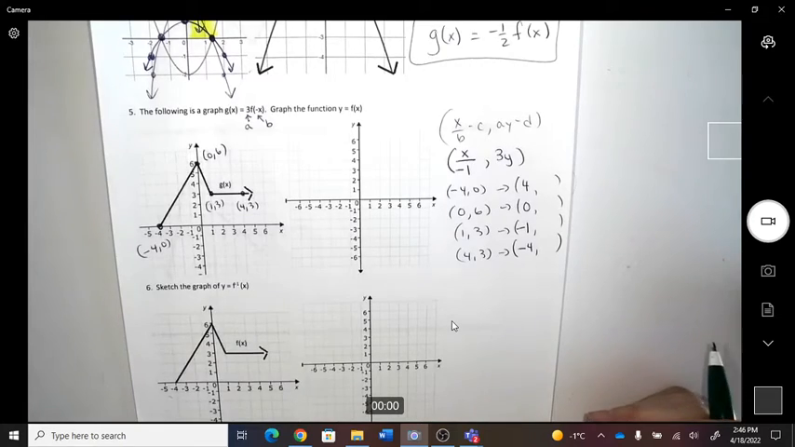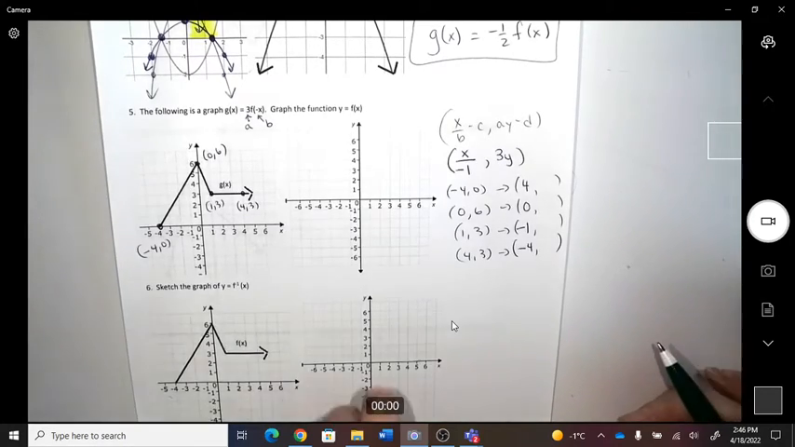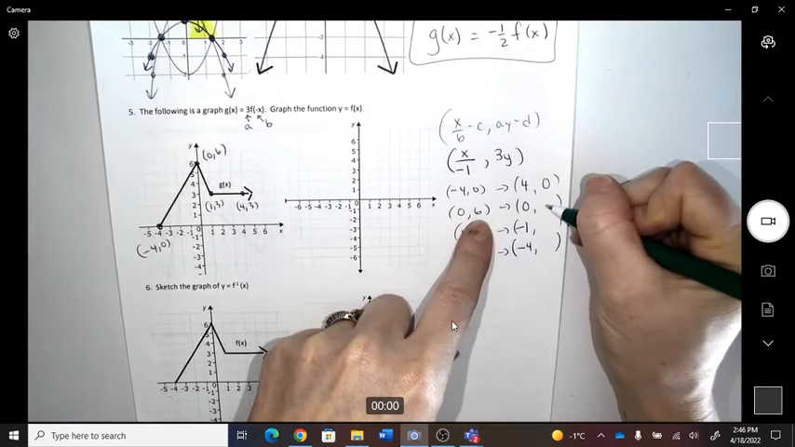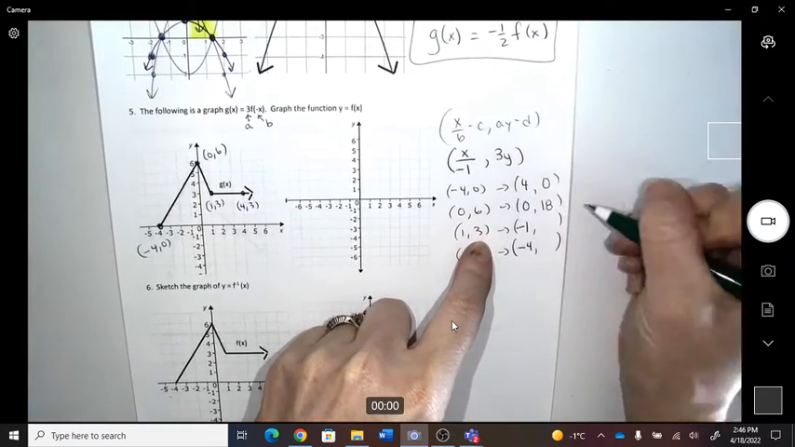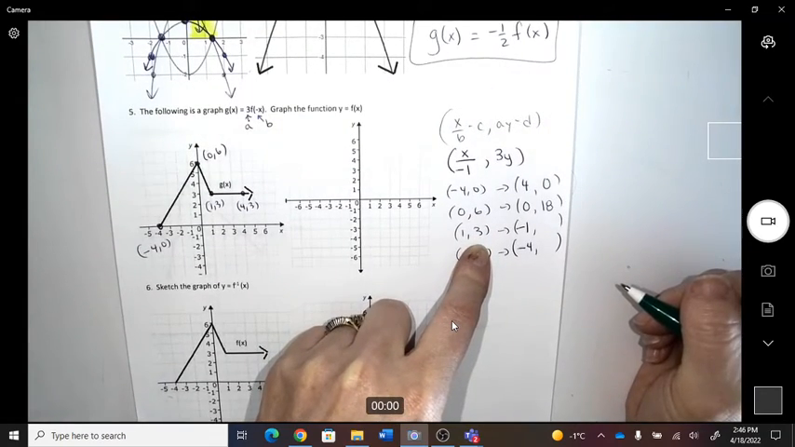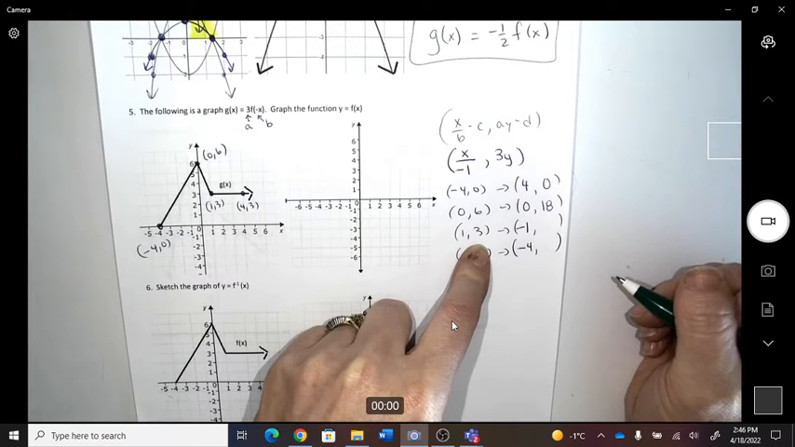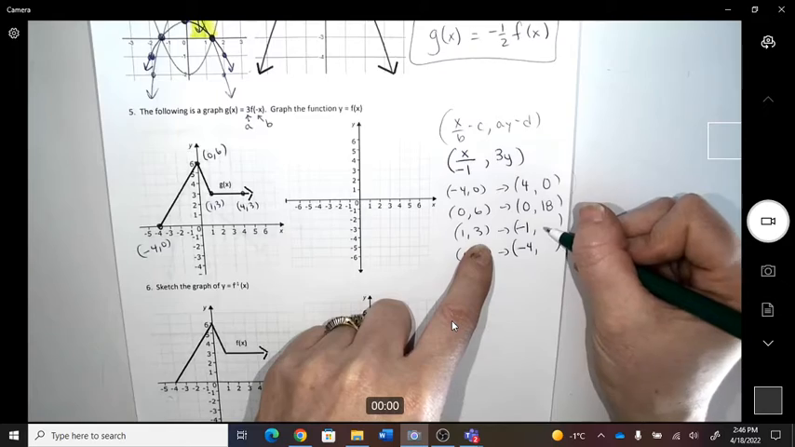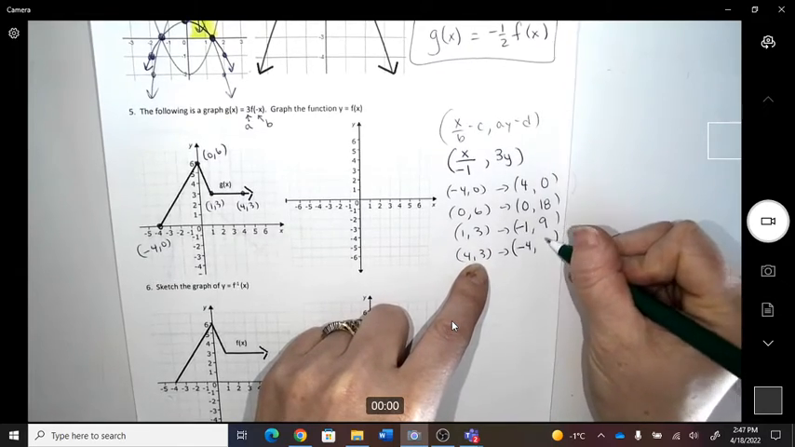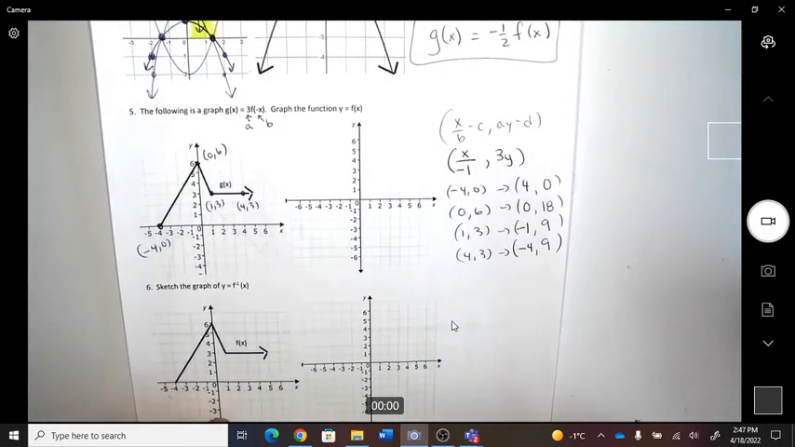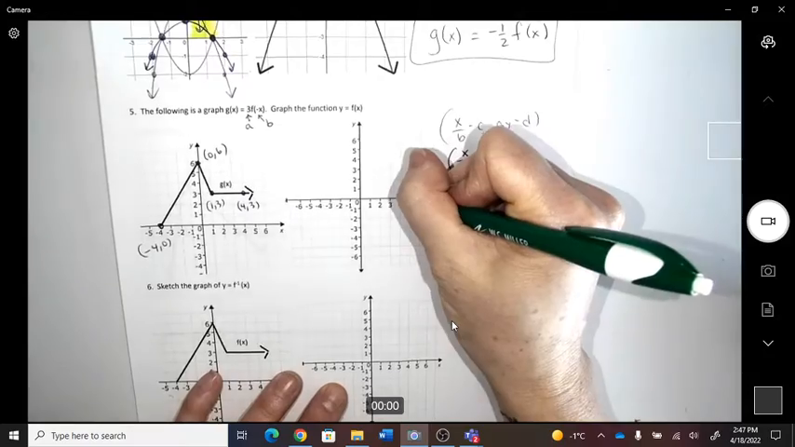Okay, now I'm going to go through the cycle of all the y's. So 3 times 0, 0. 18, ooh, might not want to graph that one. Three times 3, 9, and 9. Ooh, I probably didn't think about this one when I graphed it. Okay, 4, 0.